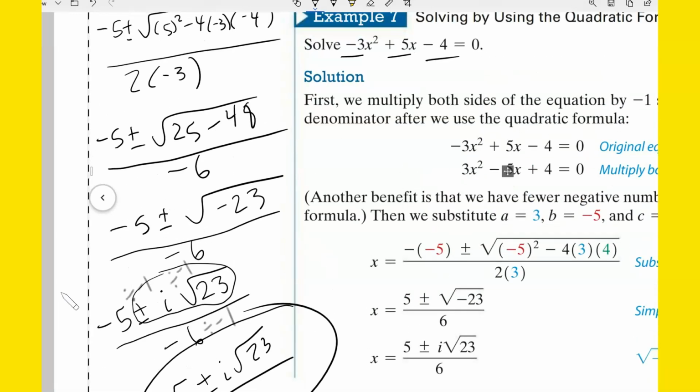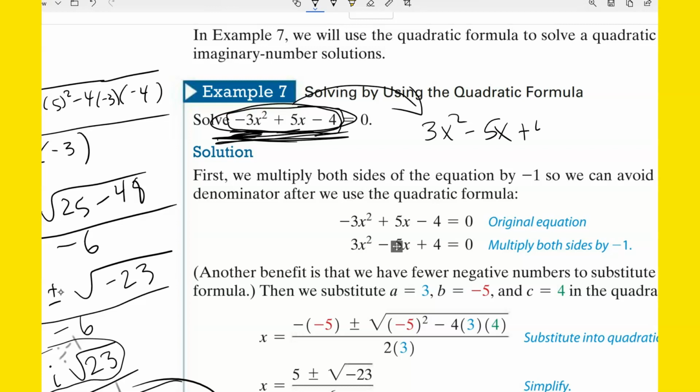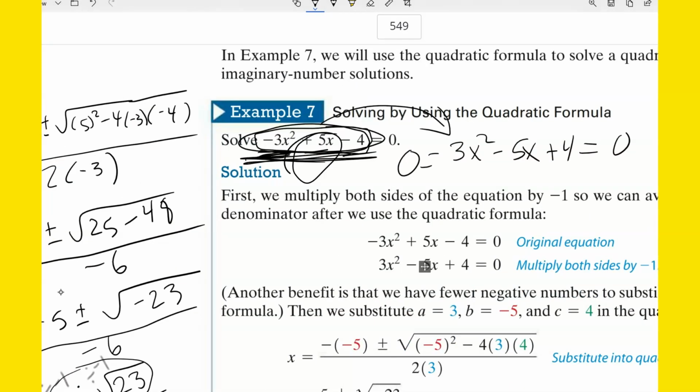One thing we could do to avoid that confusing part at the end is make sure that our A term in this original problem is not negative. You can make that negative 3 a positive 3 by moving every single term over to the right hand side. So when I do that, that becomes positive 3x squared minus 5x plus 4 equals 0. Or I could put equals 0 over here. It doesn't really matter. We do that at the beginning just to make sure that the first term is not negative.